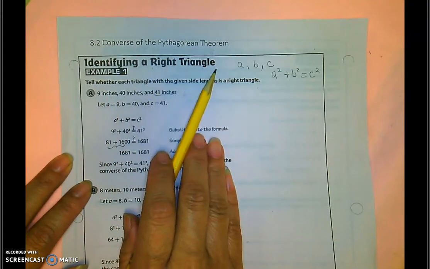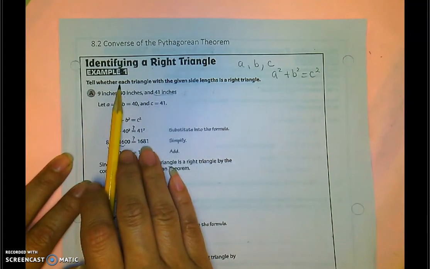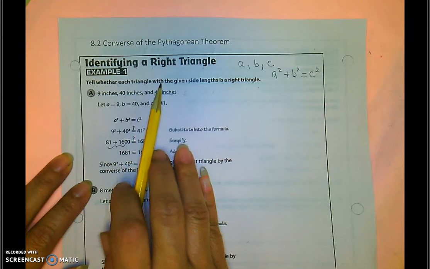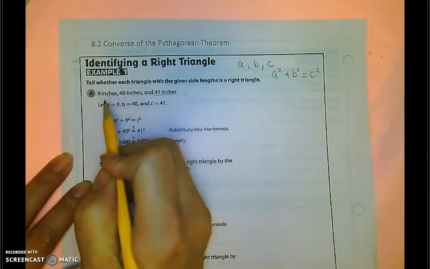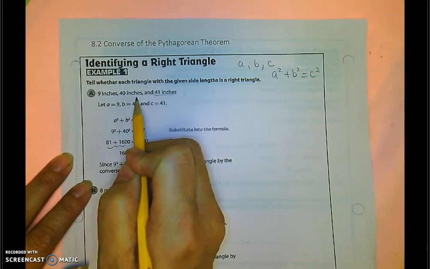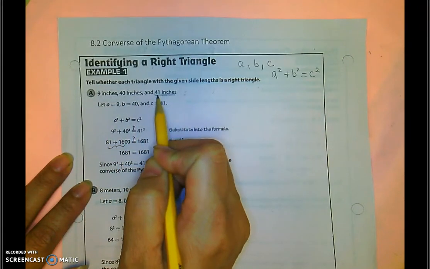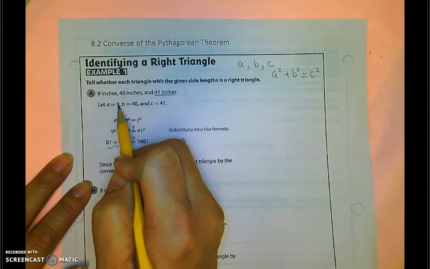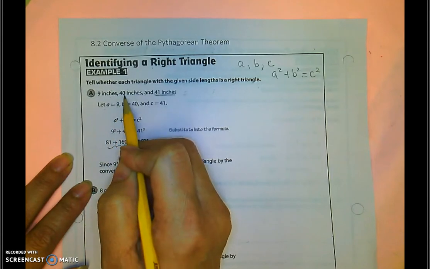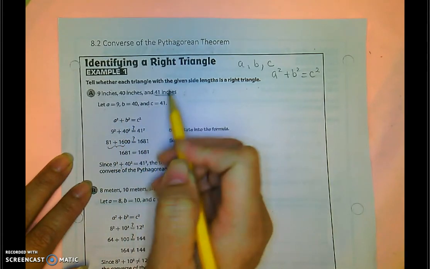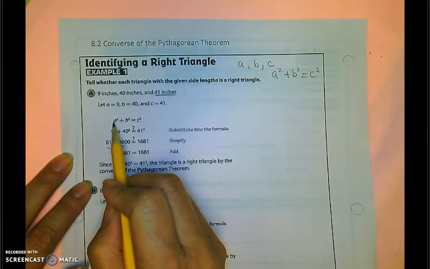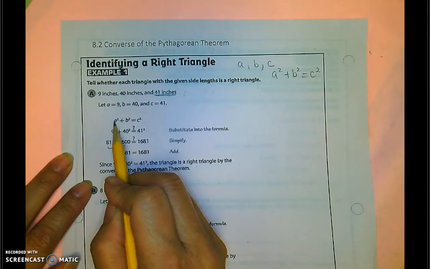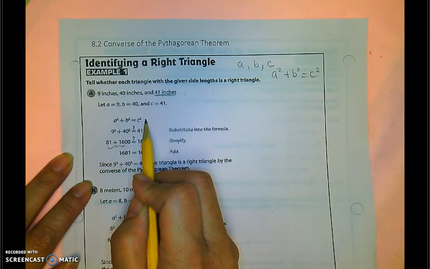Example 1. Identifying the right triangle. Tell whether each triangle with the given side length is a right triangle. 9 inches, 40 inches, and 41 inches. Let A be 9, B be 40, and C be 41. C is always the longest side. The formula is A squared plus B squared equals C squared.